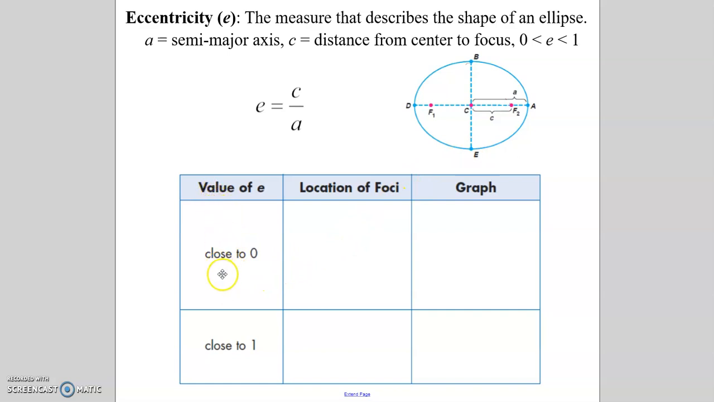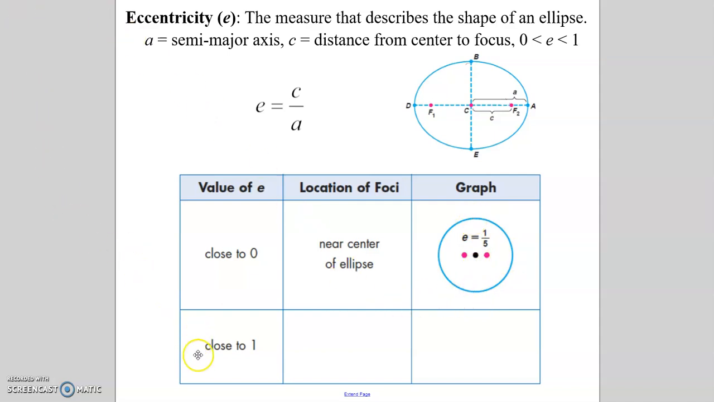So, for example, if E is really close to 0, so you can imagine a number up here on top that's really small and here maybe is a lot larger. That would mean the focus is really close to the center. So that would mean that the foci are close to the center of the ellipse if E is close to 0. And what that graph looks like is it looks very close to a circle. It's not very stretched out much at all. So this would be an example of an ellipse with an eccentricity of 1/5. It almost looks like a circle, but it is a little wider than it is tall.